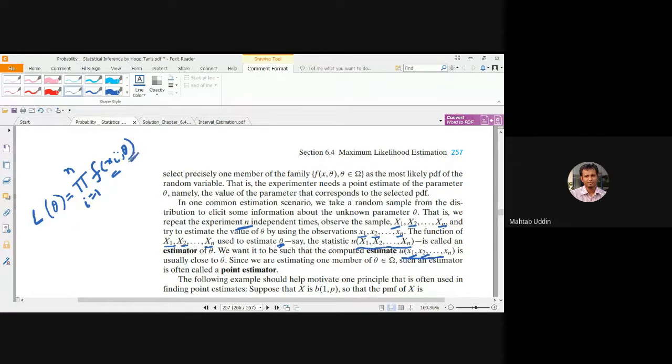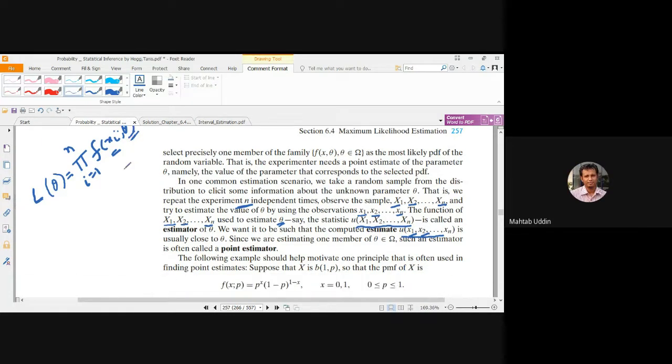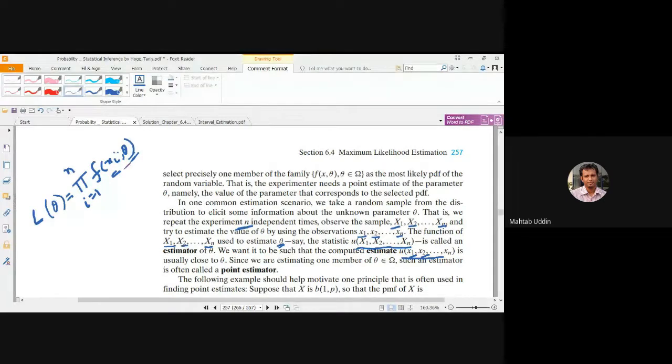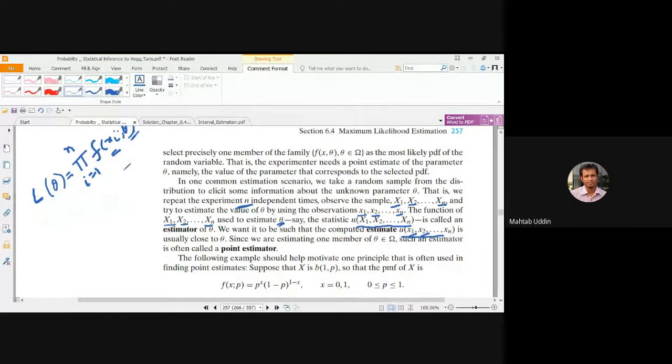We will find theta. How can we get theta? We'll use differential calculus to find the maximum value. First, we'll differentiate dL(theta) with respect to theta. This is the first derivative. And we'll set this equal to 0. Then we'll find some critical values, theta equal to, say, theta estimate.